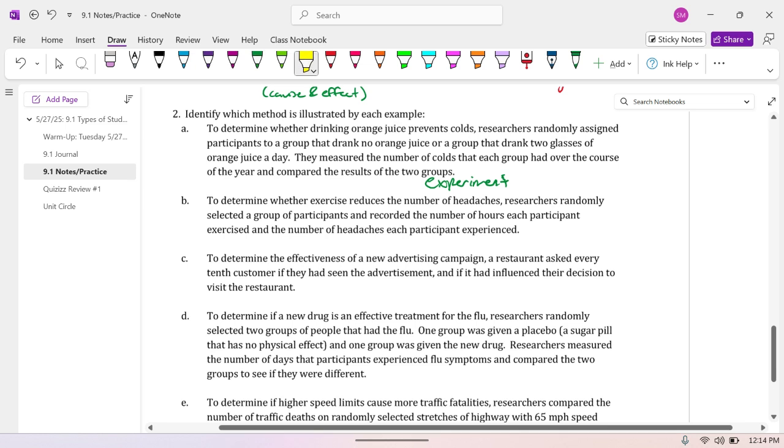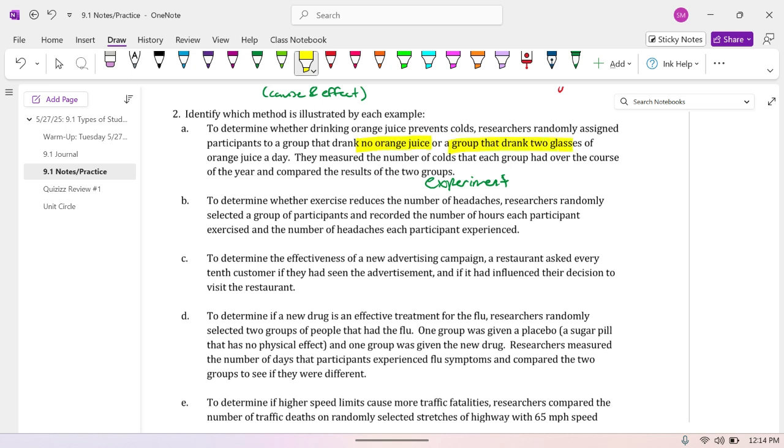Yep. So because it says that there is one group that drank no orange juice and a group that did drink orange juice, that's your control, the no orange juice. So it has to be an experiment.